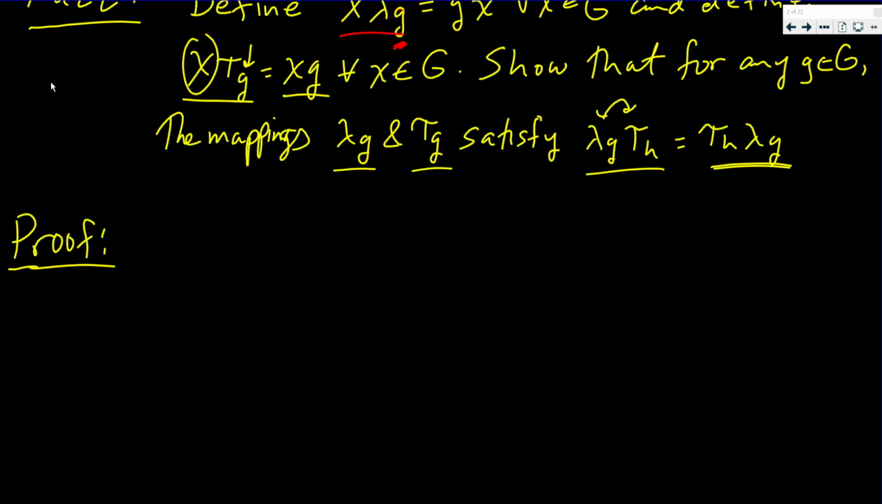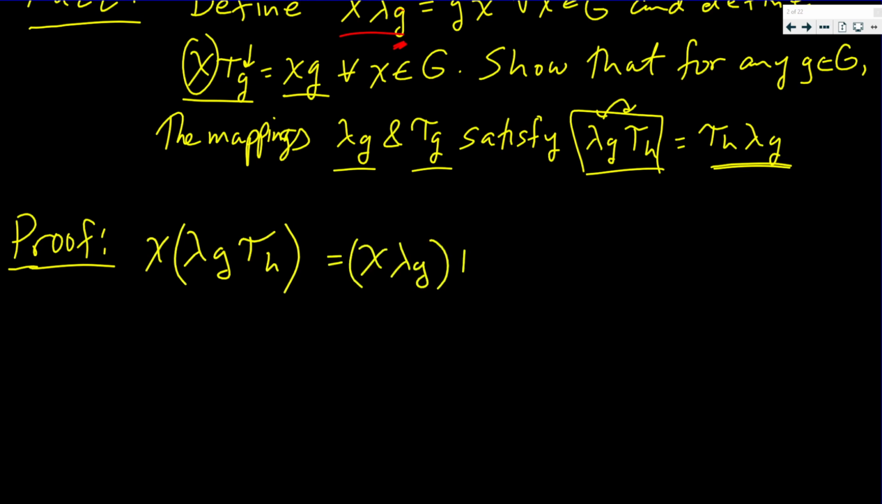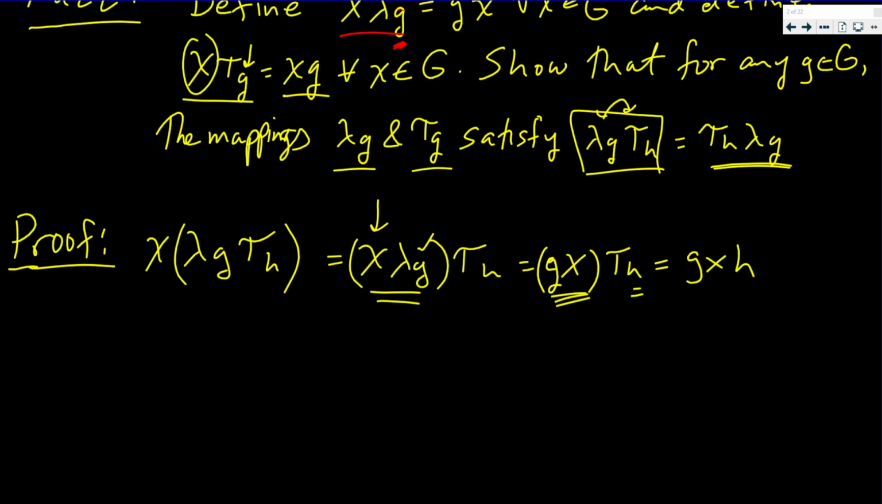Okay, so let's take this left mapping, lambda g tau h, and let's see what it does to the element x. So you get x lambda g tau sub h. Well, lambda is left multiplying by g. So for x, I multiply on the left by g. And then this gets acted on by tau sub h. Well, tau sub h takes that and then multiplies on the right by h.